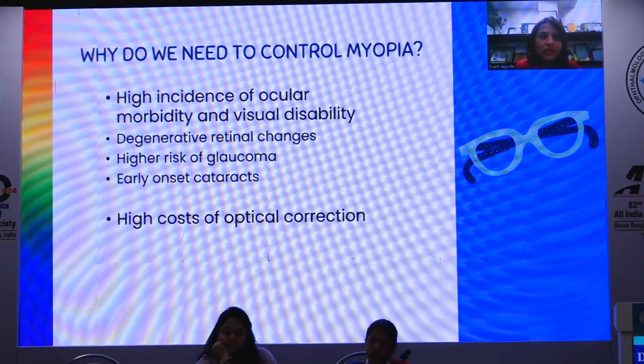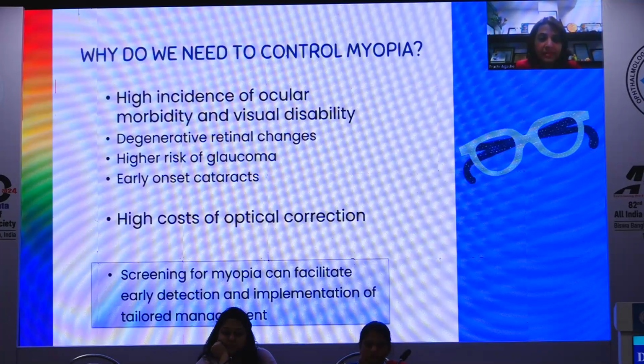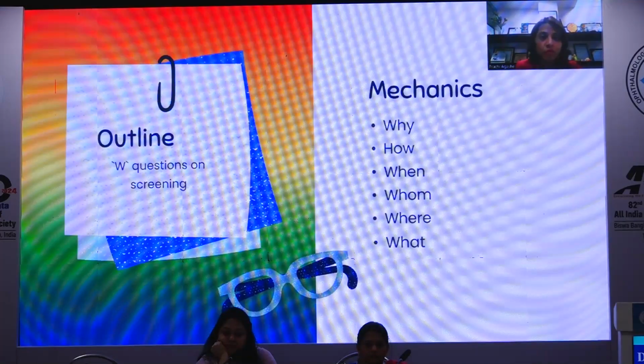We now know that there is a high incidence of ocular morbidity and visual disability with higher myopia, higher the chance of retinal issues, risk of glaucoma and cataracts, and also it involves a high cost of optical correction. Hence, screening for myopia can facilitate early detection and help us implement a good management to try and prevent the progression of myopia. So how do we go about addressing this problem?